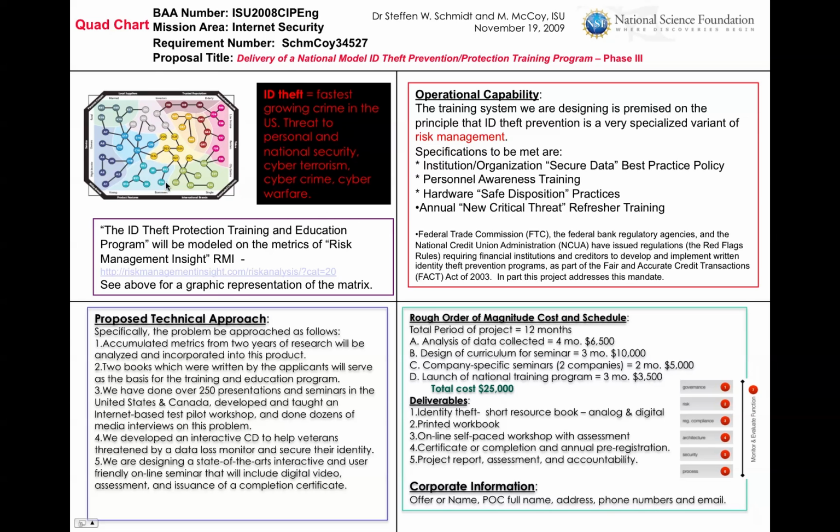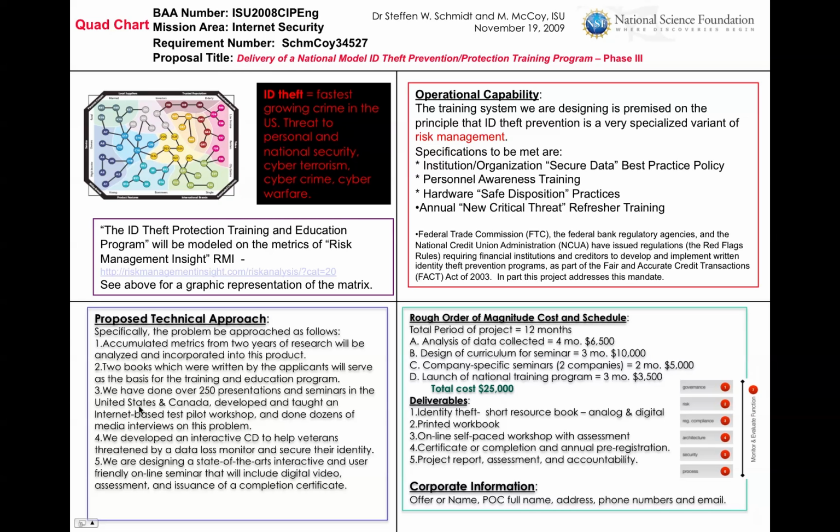If you look over here in the first quad, you'll see a quick definition in the black box of what the concern is. This is addressed to ID theft, which is the fastest growing crime in the United States, a threat to personal national security, cyber terrorism, and so on. It has some information up at the top that you don't need to concern yourself with because it's related to a project that I've been working on with Mike McCoy. He's my co-author on our 2 books on identity theft.